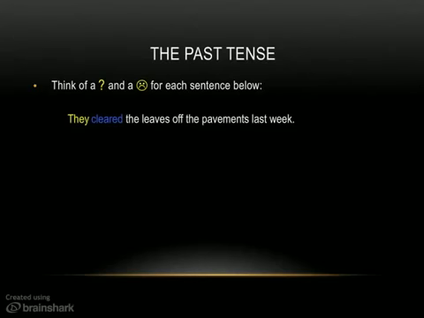Number 1. They cleared the leaves off the pavements last week. How do you make the question? Here we go. Did they clear the leaves off the pavements last week? So did is vervoegd, they is onderwerp en clear is het hele werkwoord. En dan de rest van de zin. And now I want you to make the negative, so what they did not do.